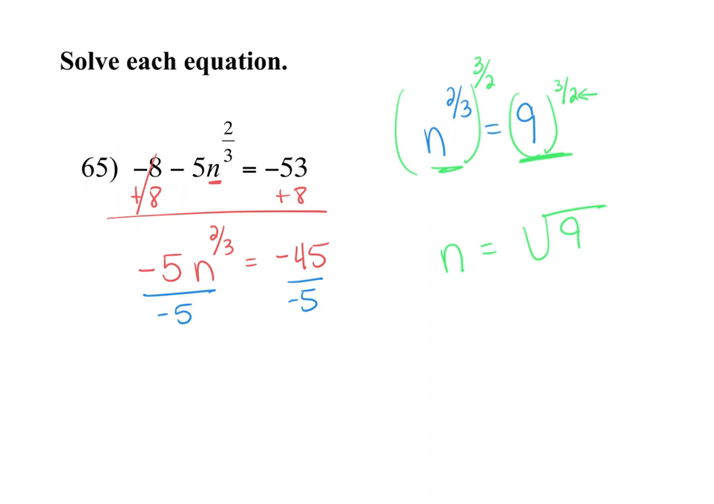The bottom number, the denominator, tells me the index, which root I'm looking for. I'm looking for the square root here. The numerator tells me the exponent. So the square root of 9 cubed. Well, I can do that. The square root of 9 is just 3. So I have 3 cubed. 3 cubed is 27.